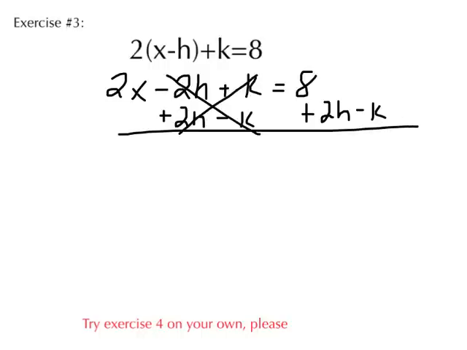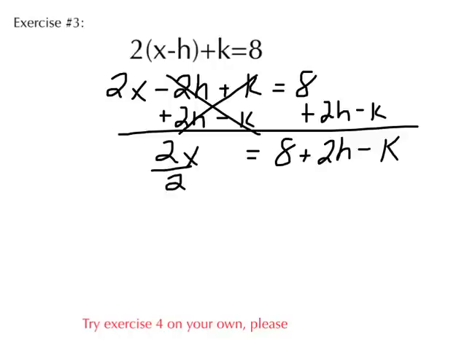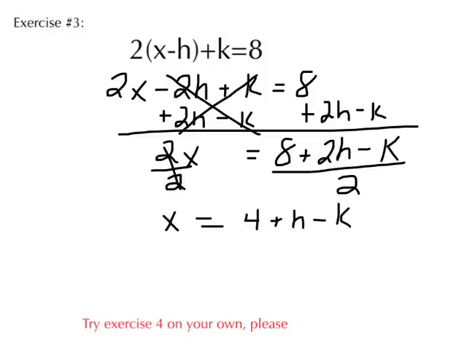This will cancel. I'll be left with 2x equals 8 plus 2h minus k. Remember, you cannot add that 8 and the 2 together because they're not like terms. The last thing I'm going to do is divide by 2. x is going to give me, now I can do 8 divided by 2, which gives me 4, and 2 divided by 2, which gives me 1h, minus k over 2. There's nothing to do, so just leave it k over 2. And if you reorganize things, it's going to show you that it is choice 2.